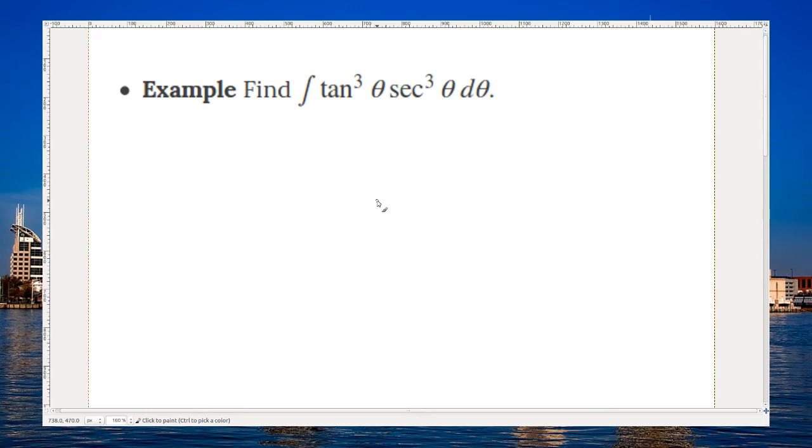When dealing with products of tangent and secant, the way you proceed is kind of similar to dealing with products of sines and cosines, but the rules are a little bit different. So let me explain. In this problem, we happen to have an odd power on the tangent and an odd power on the secant. And it's important that they are both odd for the following trick to work.